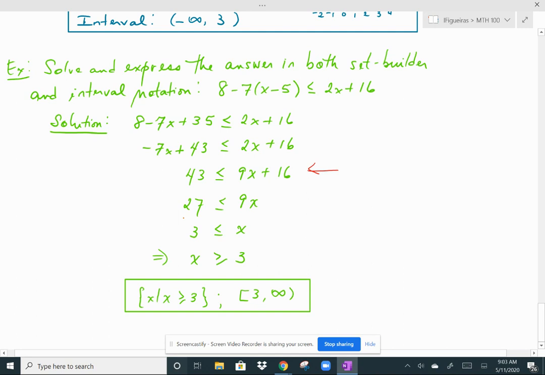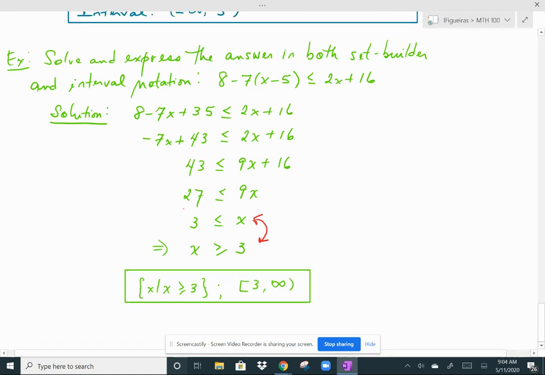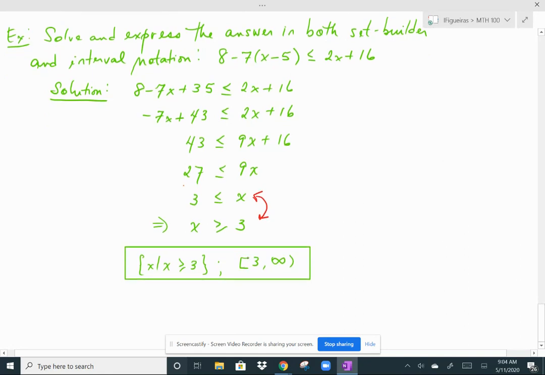Then I want to subtract 16 from both sides. That leaves me with 27 less than or equal to 9x. Divide both sides by 9, and you get 3 is less than or equal to x. Similar to the last example, switch the x and the 3, flip the inequality, so that is the same as x is greater than or equal to 3. So in set builder notation, it's the set of all x such that x is greater than or equal to 3. And in interval notation, it's a square bracket because we want to include the 3, all the way to infinity.